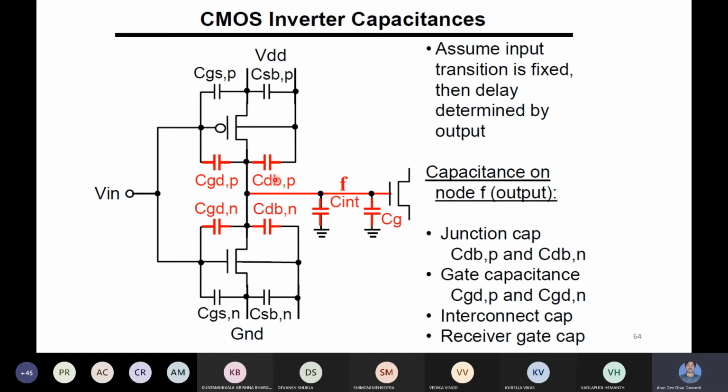So CDB, and this is P, because it is PMOS. Similarly, CGDN for NMOS and CDBN for PMOS. Also CGSP, this capacitance may be there, and CSB means source to body also. This type of capacitances are there, but which are playing an important role in this circuit when it is working will be considered later on.